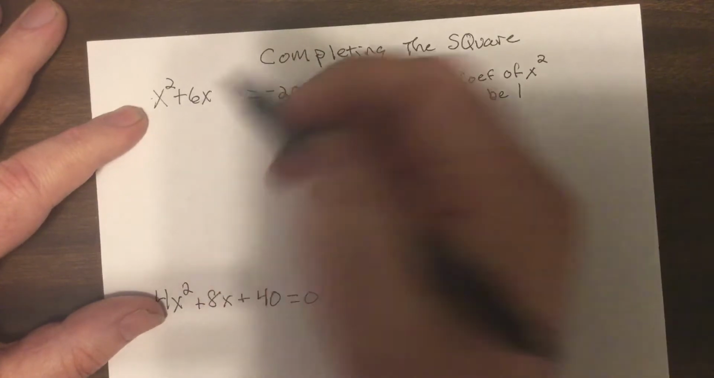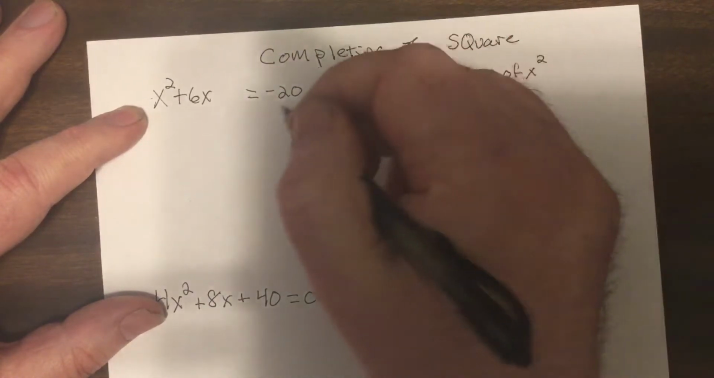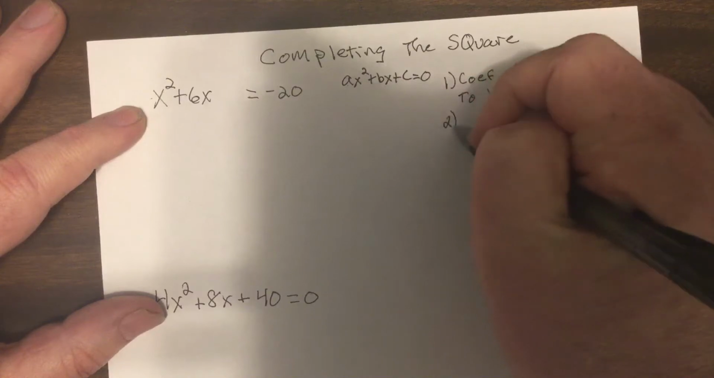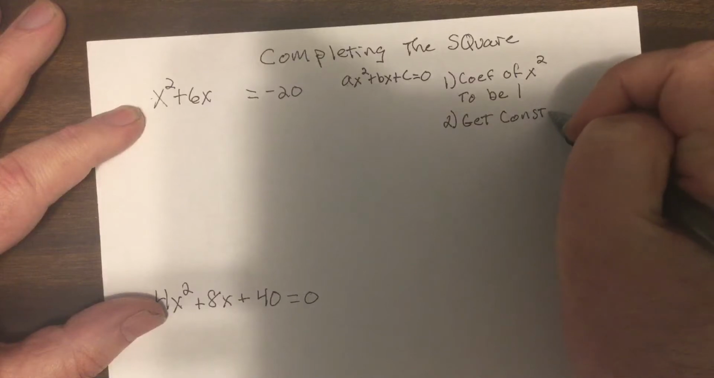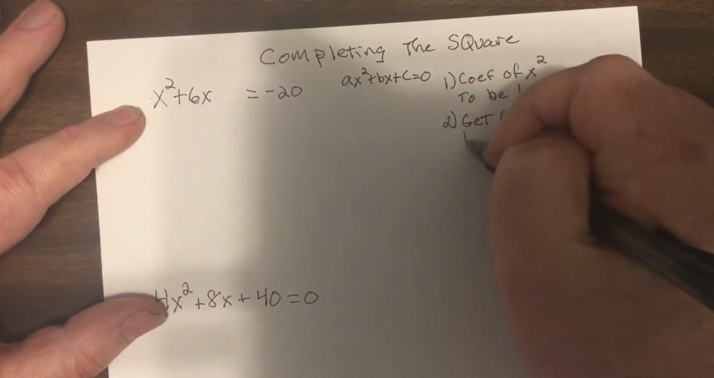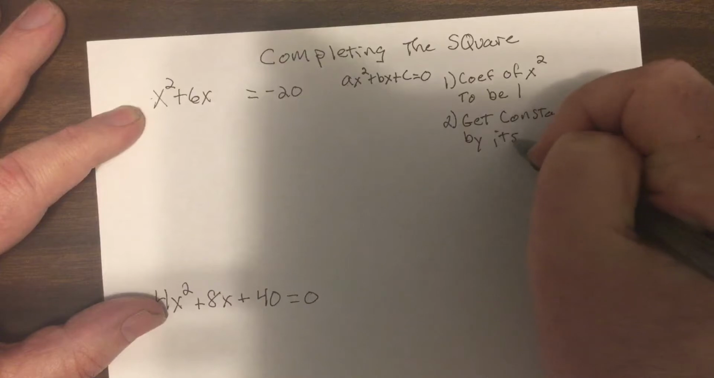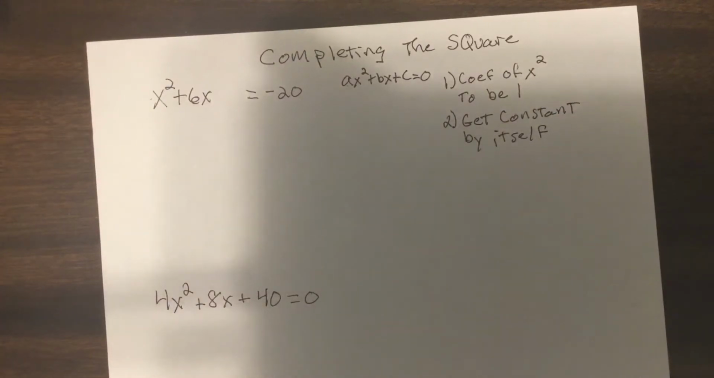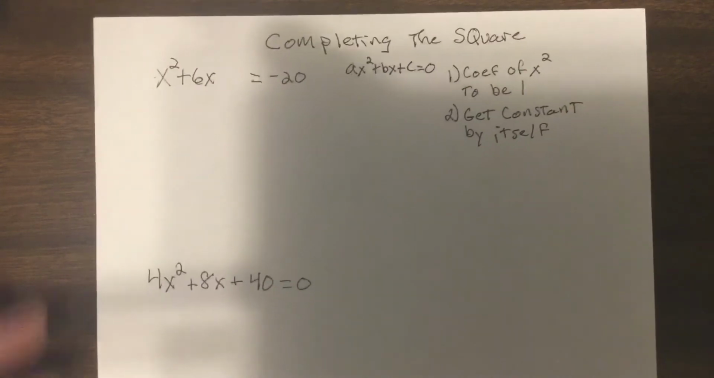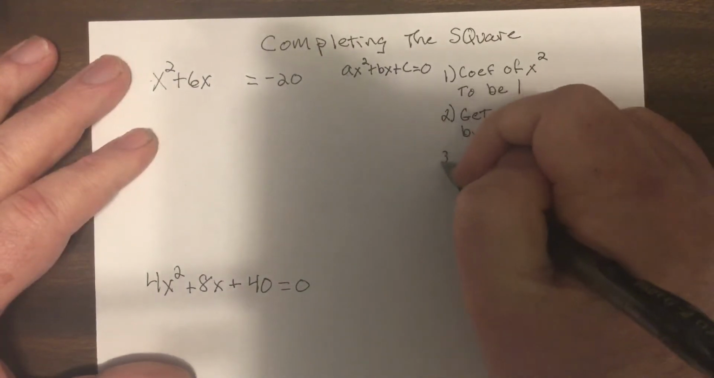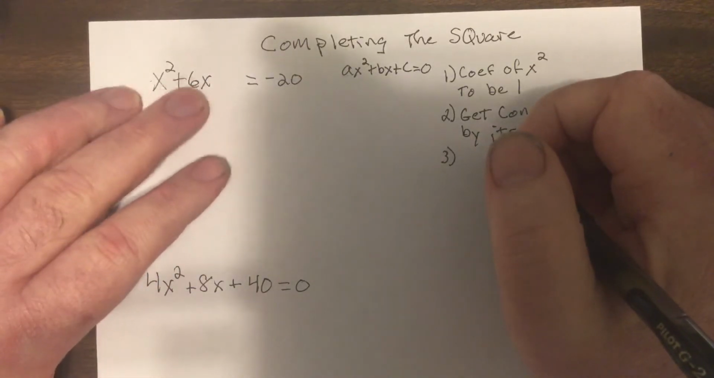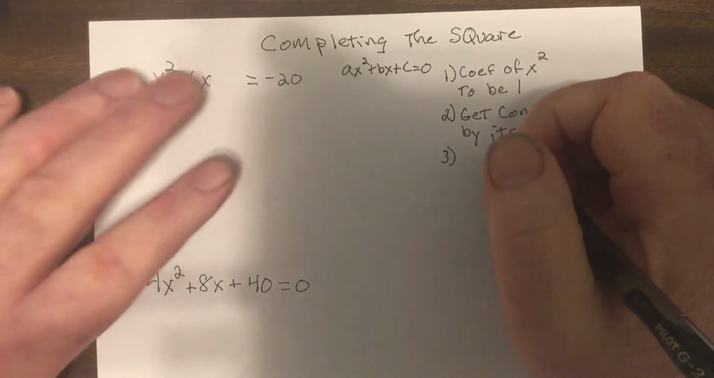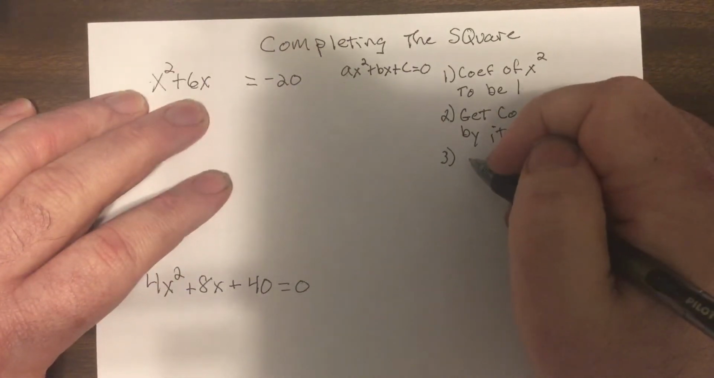Now, we're going to get the constant by itself. Now remember, a constant is just a number, no variable with it. So we want to get it by itself, and notice that's already done. So the first 2 steps are already done for this problem. Step 3, we have to find the magic number so that when we add it to the polynomial, it factors to give me a binomial square.